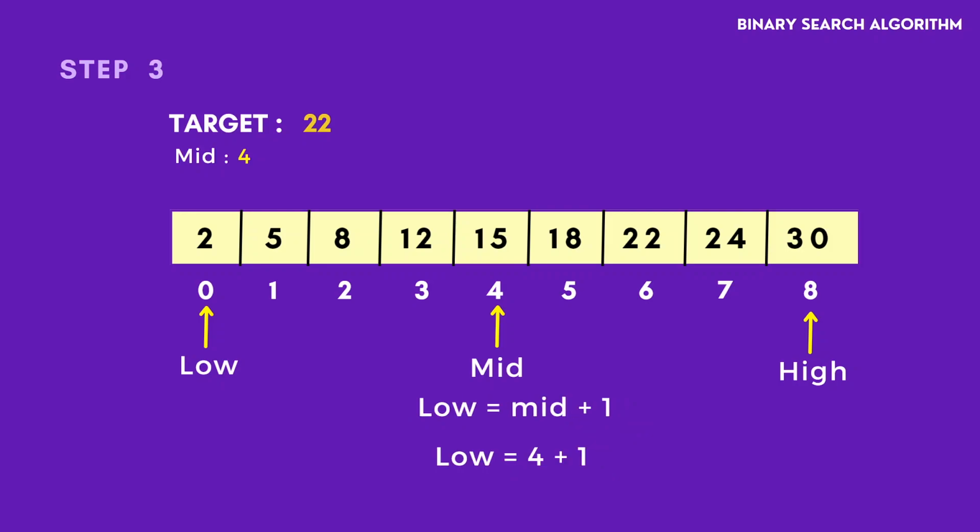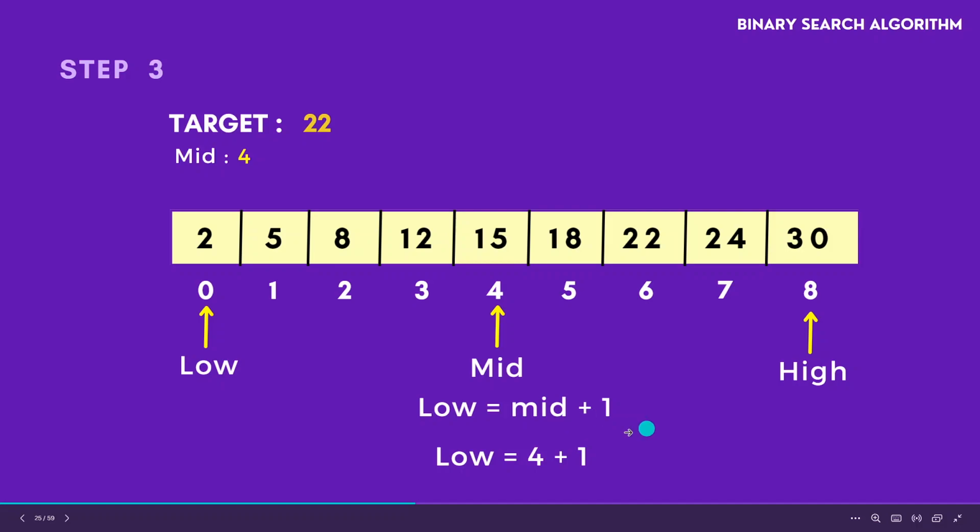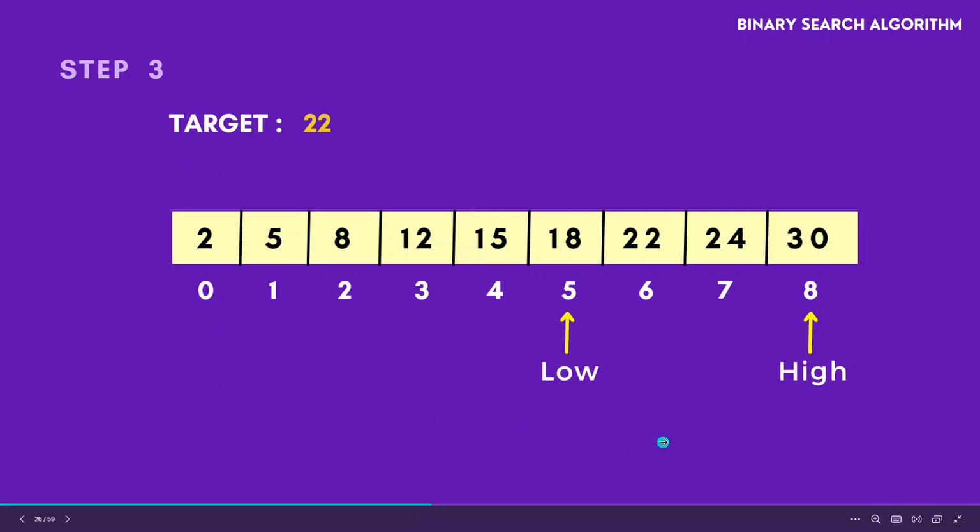So what is low? Low is equal to mid plus 1. What is mid? You know that mid is 4. So 4 plus 1 is going to be 5. So now your low value changed from 0 to 5. 4 plus 1 is 5, right? So low is getting updated. As you can see, now we have the low, which is 5.